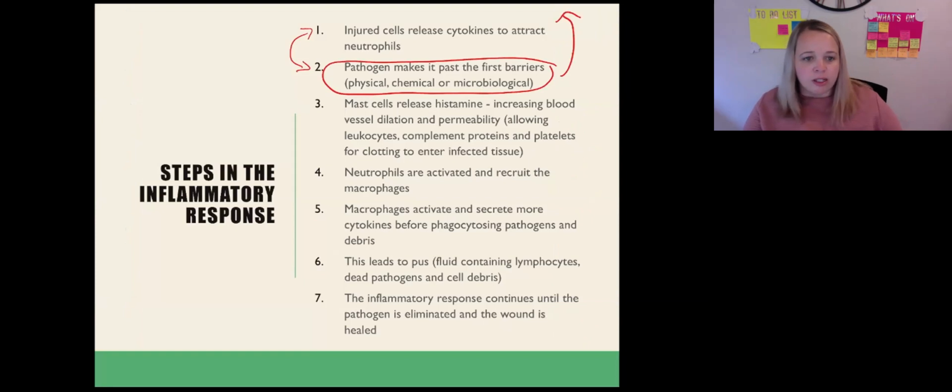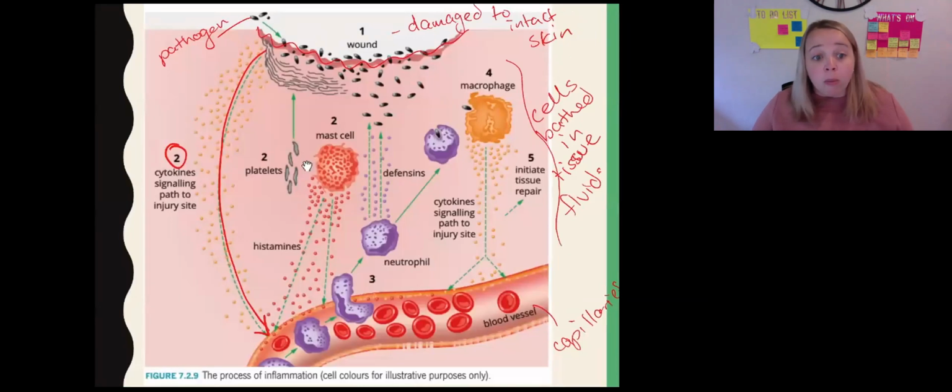So it makes it past the physical barriers, the chemical barriers, and our microbiological barriers. The very first cells that are injured at the top there have to go, oh no, help me, help me. And so they release cytokines. Those cytokines do a whole bunch of different things. They have to signal lots of different cells.